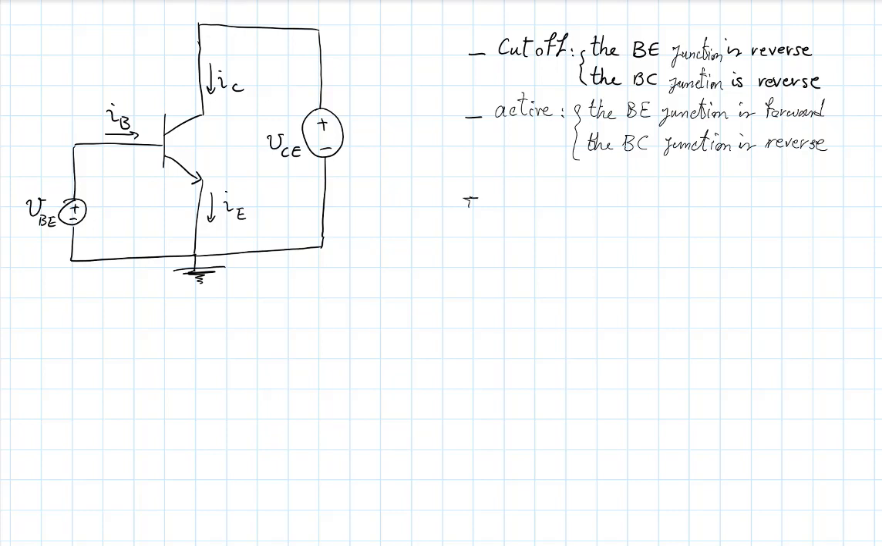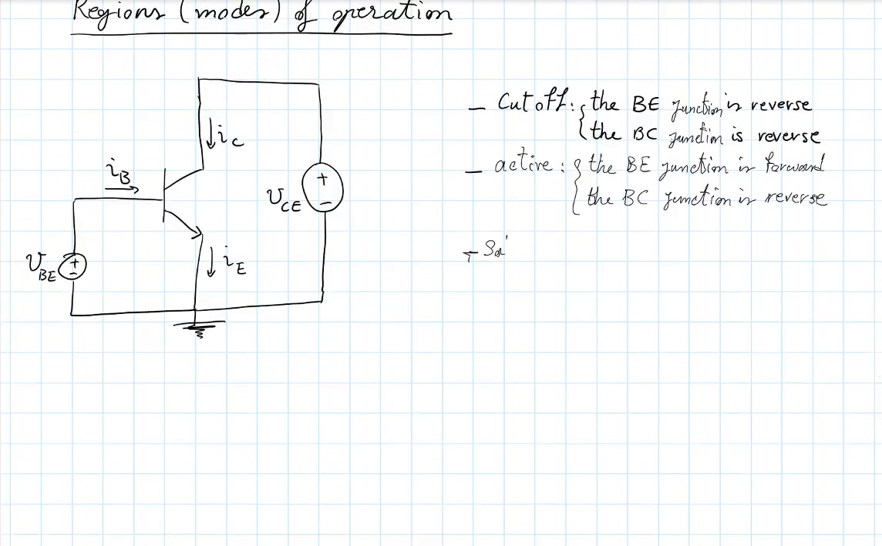And what we saw in an example was that if you keep pushing things to make the other junction also forward, then you reach the saturation. The BE junction is forward. The BC junction is also forward.